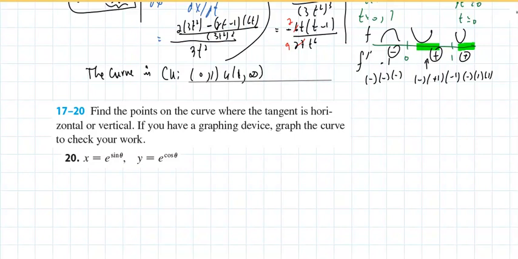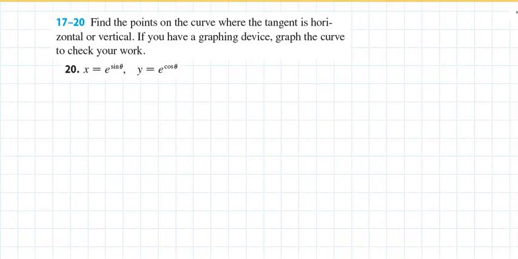The next problem I'd like to look at is number 20. It shows a problem that requires a bit more work than the traditional. So you have time a bit. Find the points on the curve where you have a horizontal and a vertical tangent.